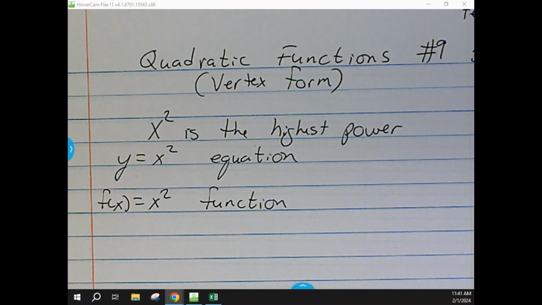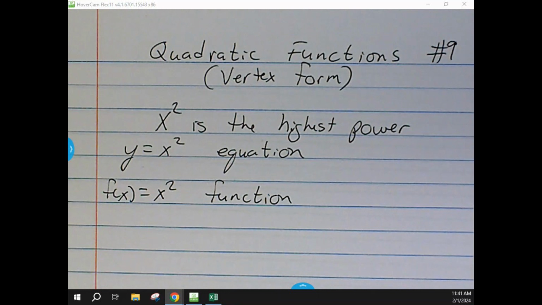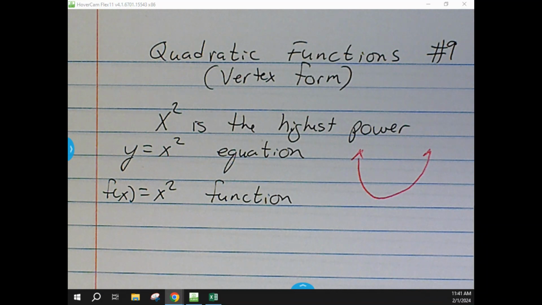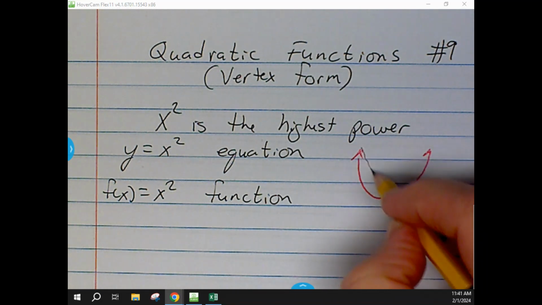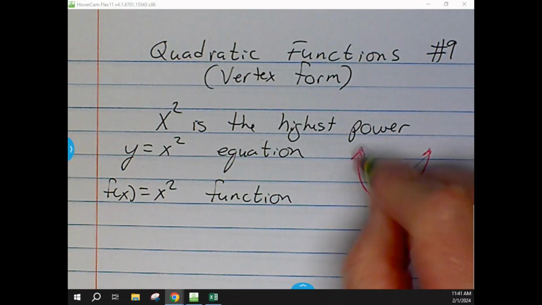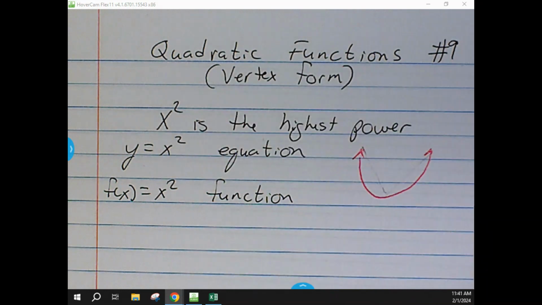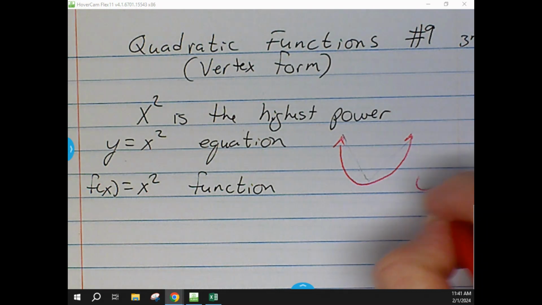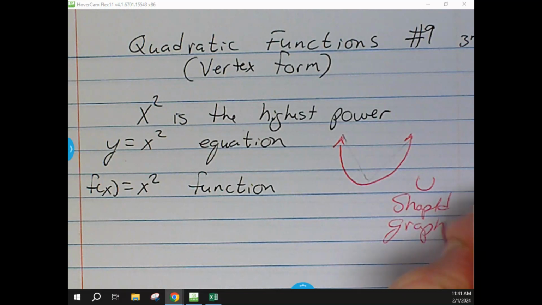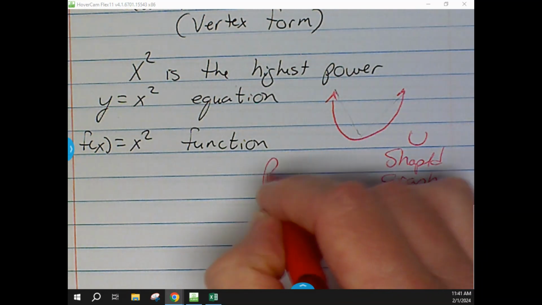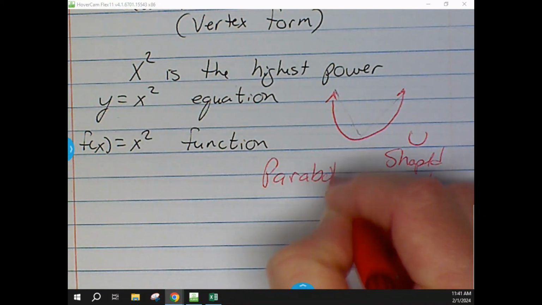Okay, and again, the biggest thing for this one is the graph is U-shaped. When we did absolute value, it was a V-shaped graph where it was like this. The difference is it's a U-shaped graph when we're talking about quadratics, anything with x squared. Technically, the actual name of the shape is a parabola.